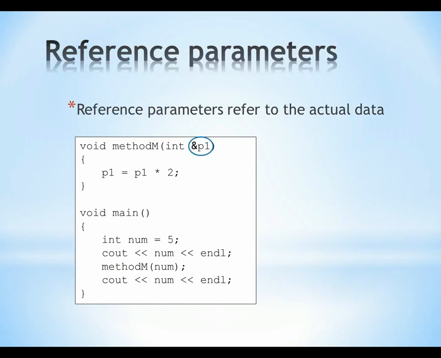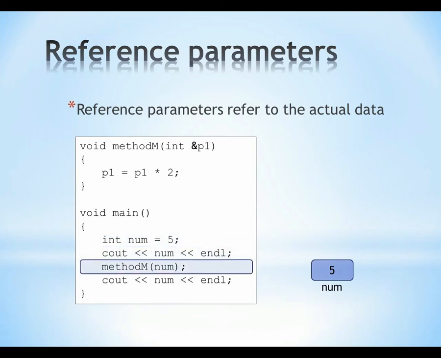Now let's look at what happens when we use a reference parameter. A reference parameter is made simply by putting an ampersand in front of the parameter name, which turns parameter p1 into a reference parameter. Let's see what happens when the code executes. Num is created and initialized to 5, and its value 5 is output.